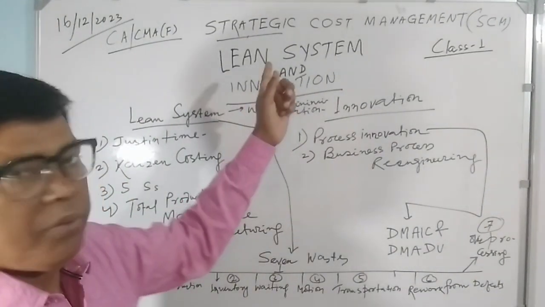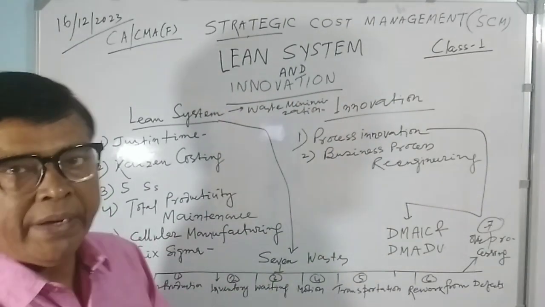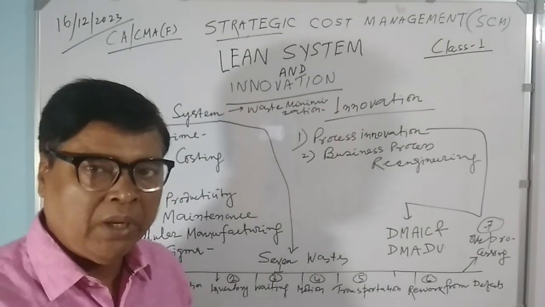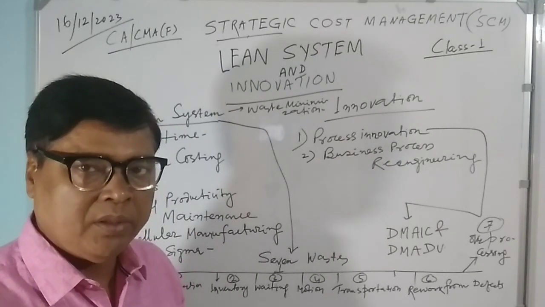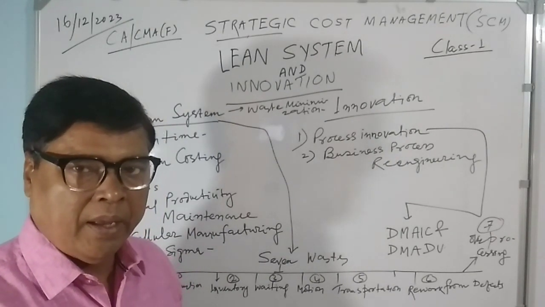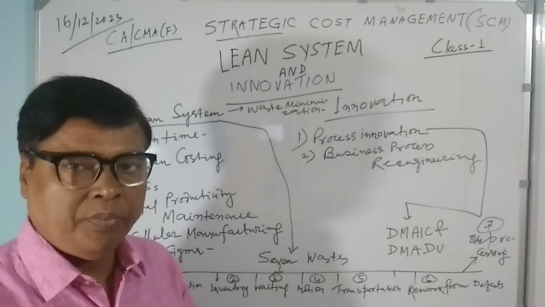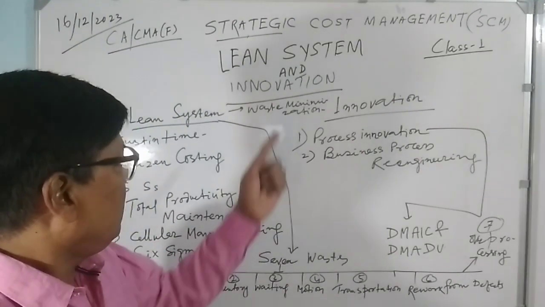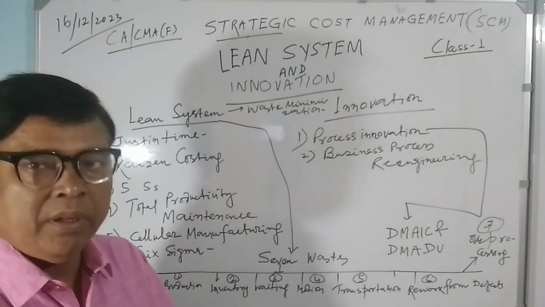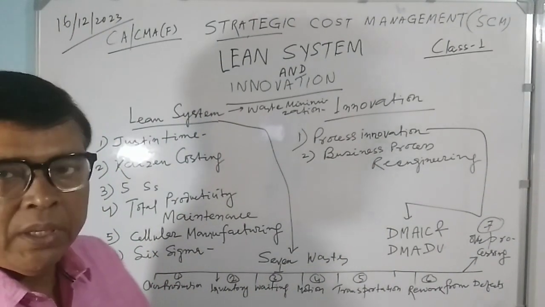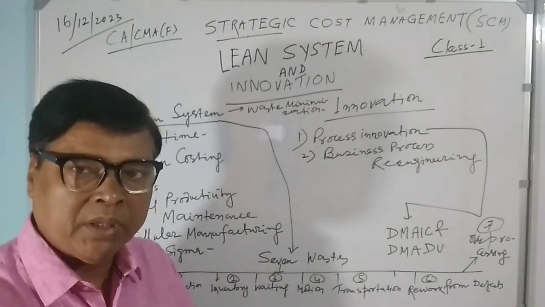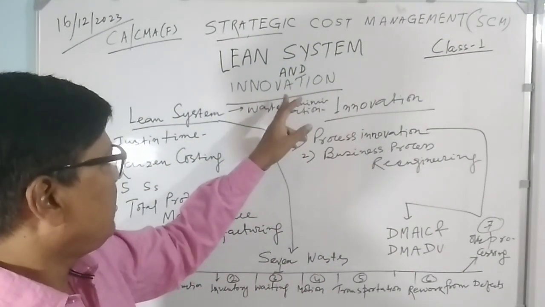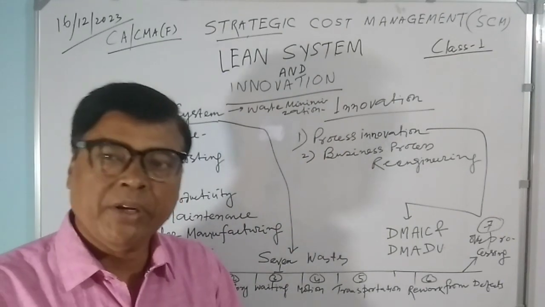We have been discussing the other chapters of your strategic cost management. Initially we have given 2 lectures. One is for the introduction part, another part is the detailing of the system that we did. And now we are taking another important chapter under your strategic cost management, that is lean system and innovation.